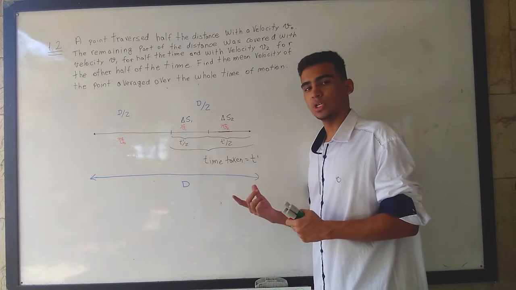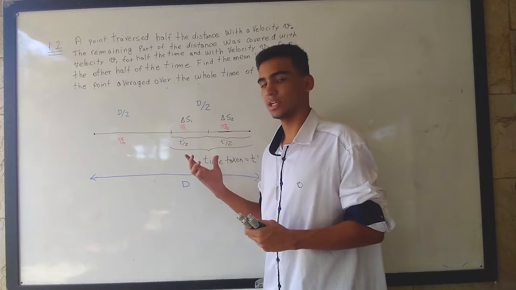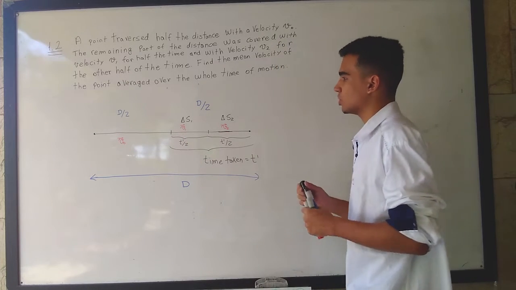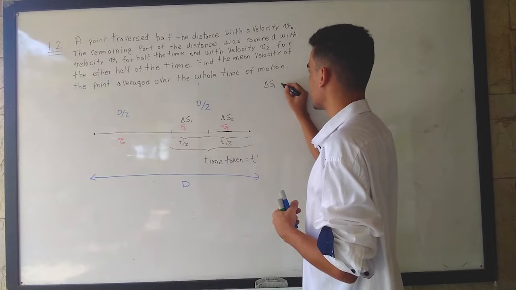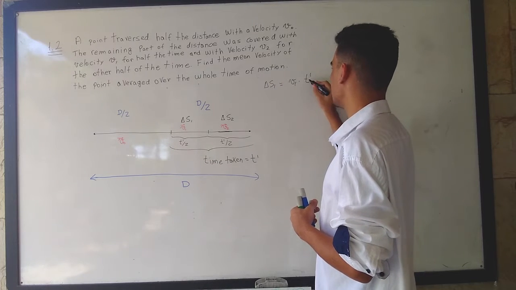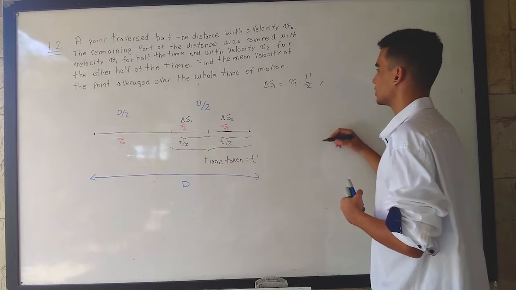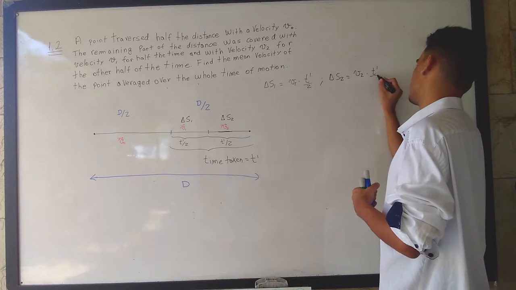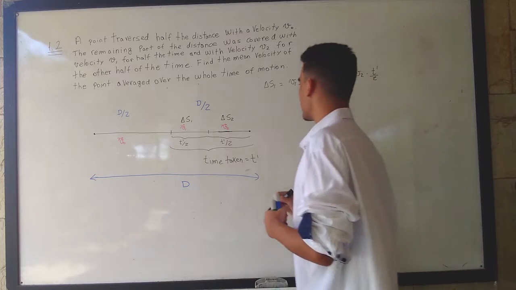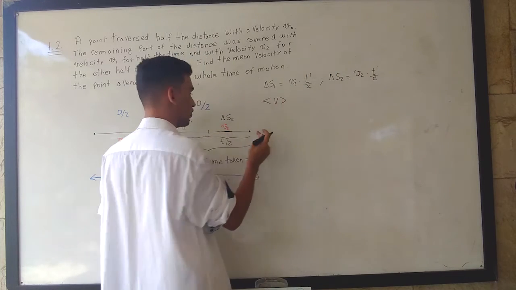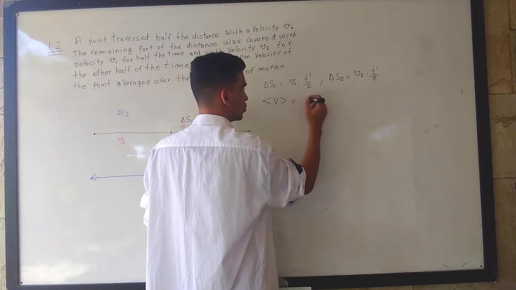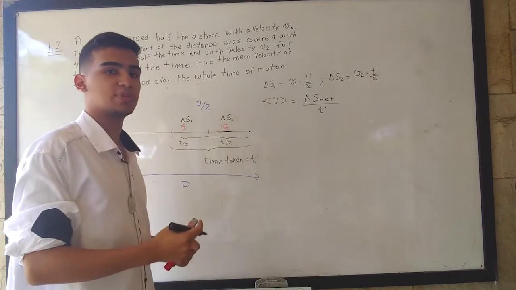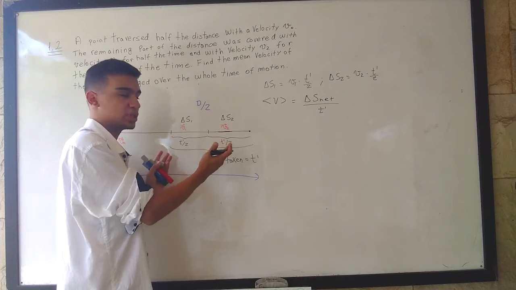So in this problem, we need to write a few kinematics equations to make a connection between these two paths. For example, we can say that delta S1 is equal to V1 times T prime divided by 2. We can also say that delta S2 is equal to V2 times T prime divided by 2. And we can say that the average velocity of the second part of the trajectory is equal to delta S net upon T prime. That is the total time taken to do this part of the trajectory.